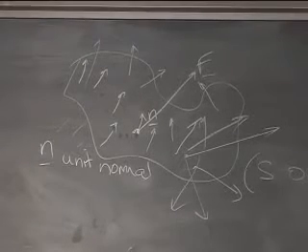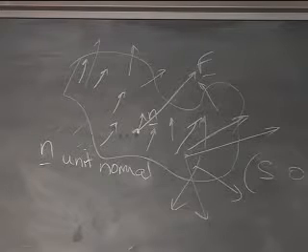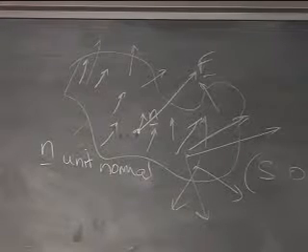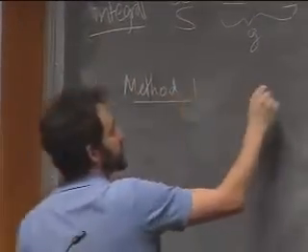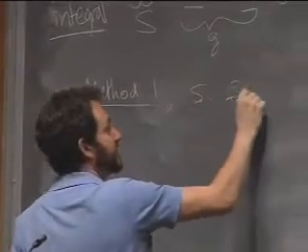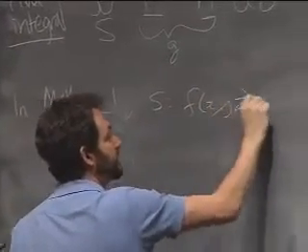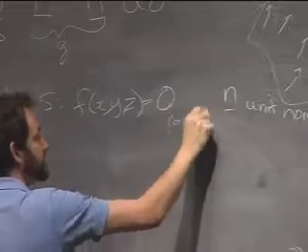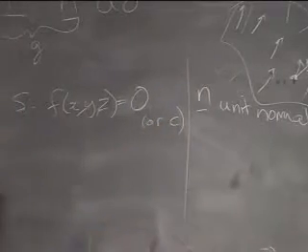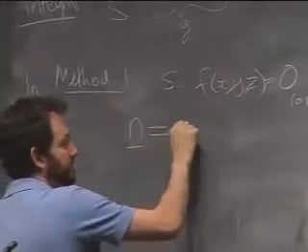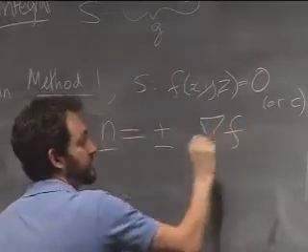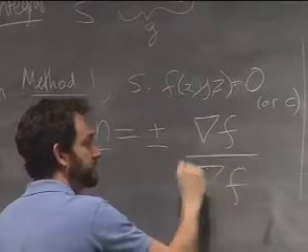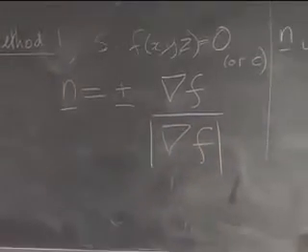But in order to compute it, you know what sigma, d sigma is. I just have to tell you what n is. And it depends if you use method 1. In method 1, which is where the surface was f of x comma y comma z equals 0, or a constant, the normal is just plus or minus, and I'll explain that in a second, grad f over the length of grad f.